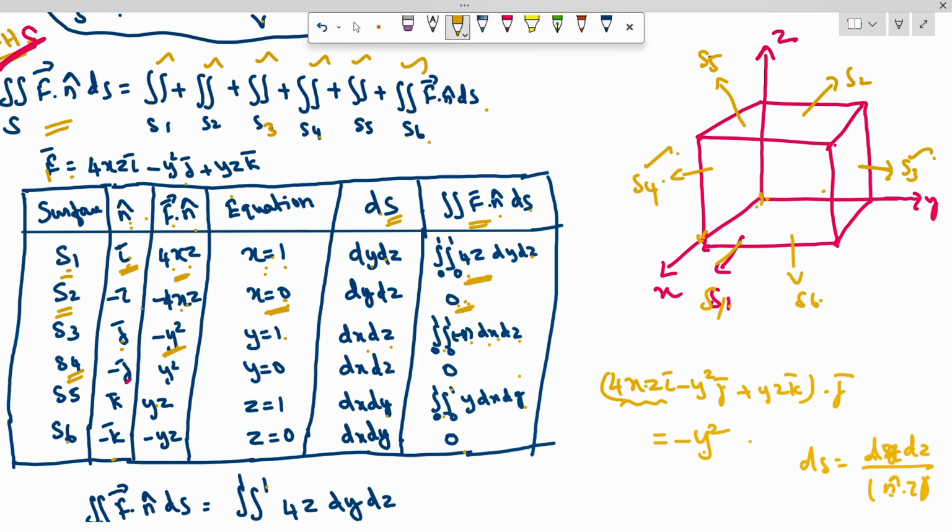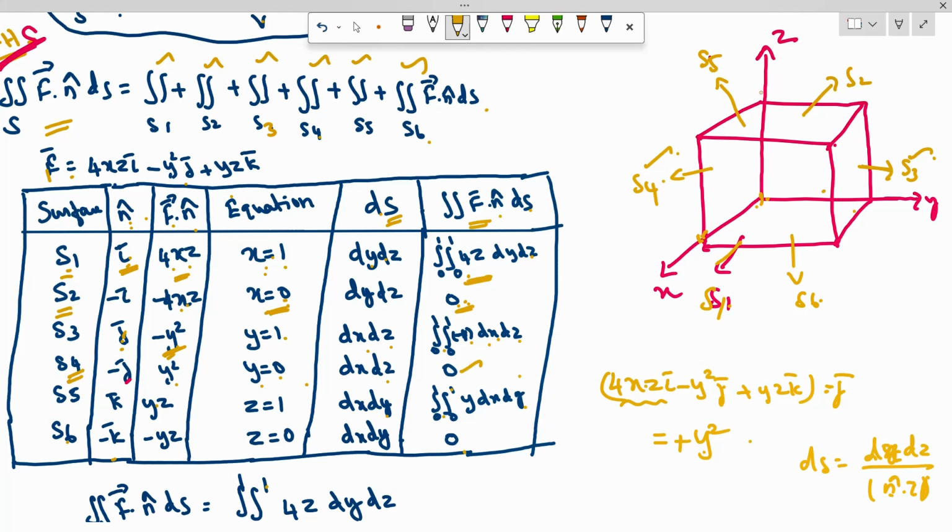On surface 3, n cap is j vector, which means on the opposite side here n cap is minus j. Here minus y square was written, no, for f dot n cap. Here add on a negative sign, we will get positive, which is y square, which means here minus will come, here plus will come. That's all. Y value is 0 because this one is the xz plane, here y is 0. And then ds will be the same, dx dz. And also substitute here f dot n cap is y square plus y square. Y 0 means we will get only 0 here.